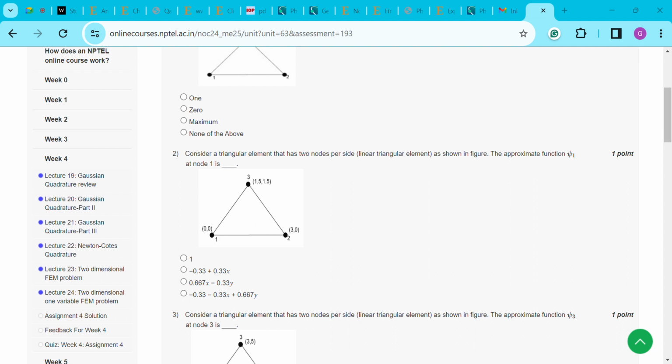This is one thing: with fixed weight functions, by reducing the element size, a more accurate solution can be obtained.